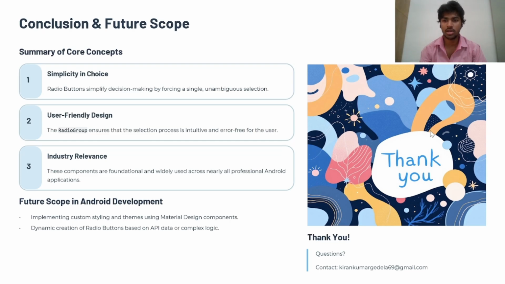To conclude, let's quickly summarize the core concepts. First, simplicity in choice. Radio buttons simplify decision making by forcing a single clear selection. Second, user-friendly design. The RadioGroup ensures the selection process is intuitive and error-free. And third, industry relevance. These components are foundational and used across almost all professional Android apps.